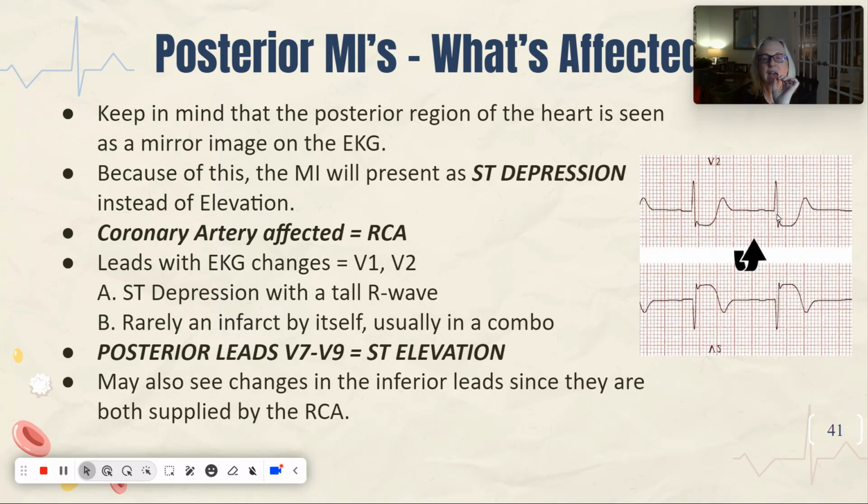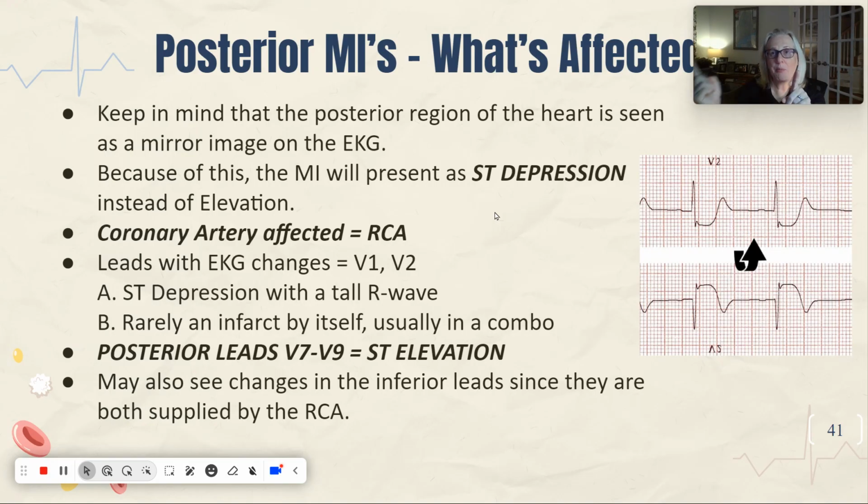Because of this, the MI that you see in V1 and V2 is going to have ST depression instead of elevation because it's the mirror image. So this is actually a really good example of a mirror image. So this looks like a STEMI, right? We see the elevation, but what we're going to see is its mirror image. We're going to see it kind of upside down. So this is ST depression, but if I flipped it over, it looks like elevation. Yeah. So that coronary artery that's affected is the RCA.